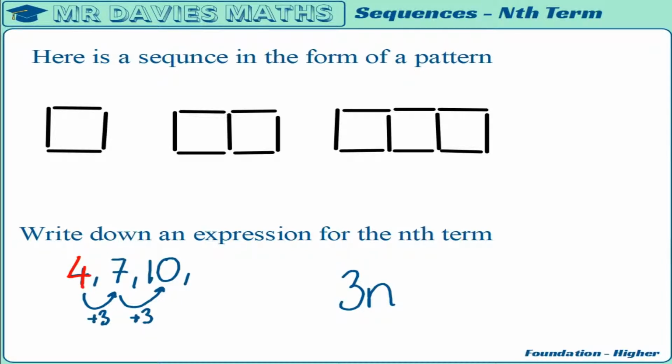So it's moved positive 1 space. So I'm going to say this is the 3 times table moved positive 1 space, and that's the nth term for that sequence. Pretty simple.